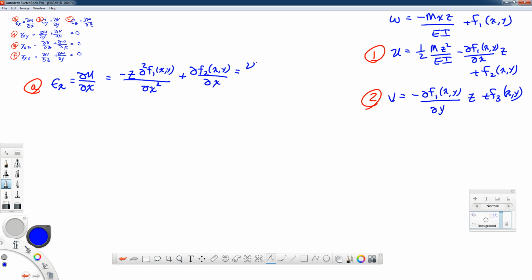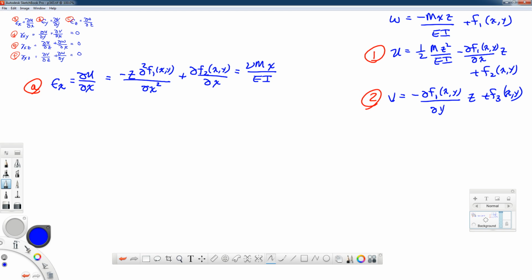to nu m times x over EI. Let me check that. I think that's supposed to be a z over EI. No, that's right. Nu m times x over EI. X is the direction that goes up and down in the beam.